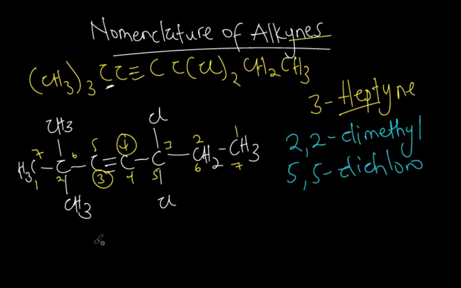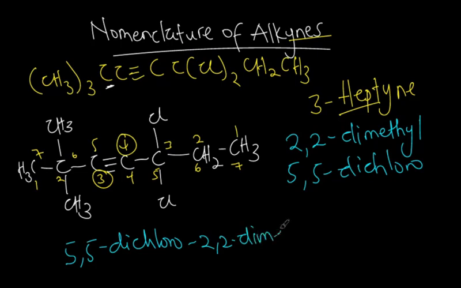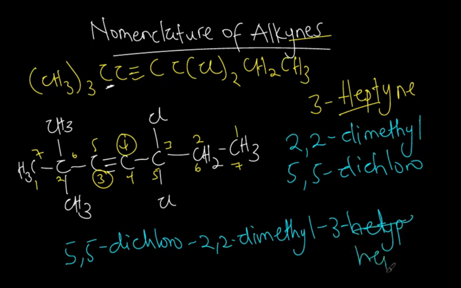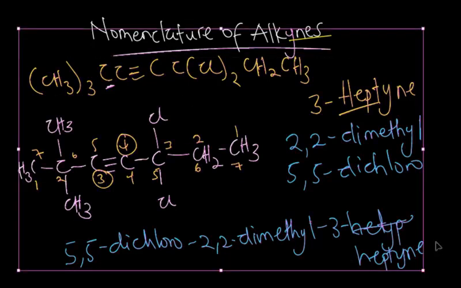So the name of this molecule is what 5,5-dichloro-2,2-dimethyl-3-heptene. Heptene. Okay, so let's get rid of this and then we solve another example.